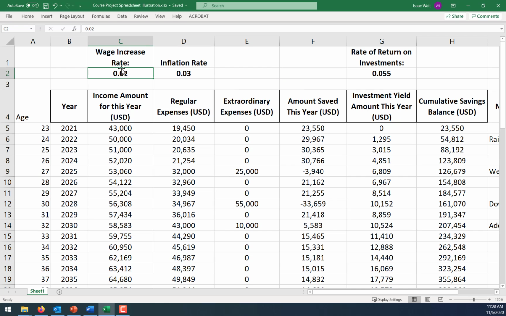One is that we have identified a cost of living adjustment. This is a rate that the wages are increasing. Some of the years it's a big jump. So look, from 43,000 to 50,000. That's not just a 2% jump.